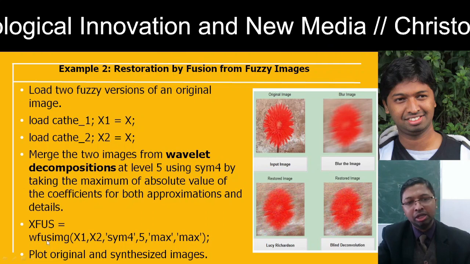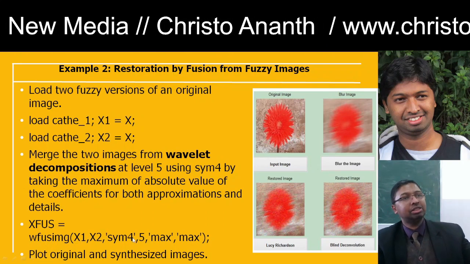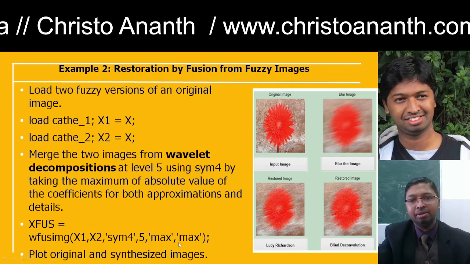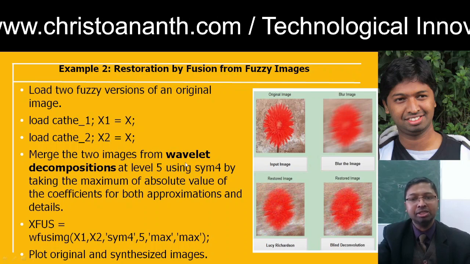So x fusion is equal to WFUSIMG x1, x2, symmetrical 4. So last time we had symmetrical 2 type. Okay. So 5, max and then max. So here you are going to plot the original as well as the synthesized image.